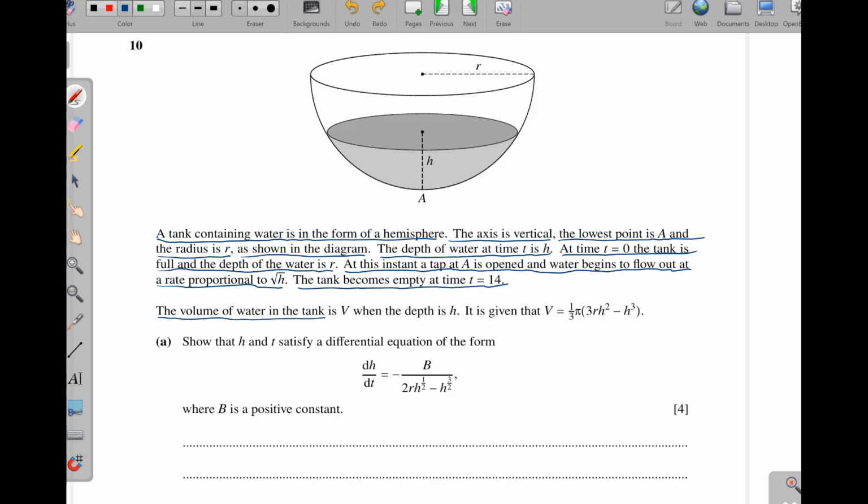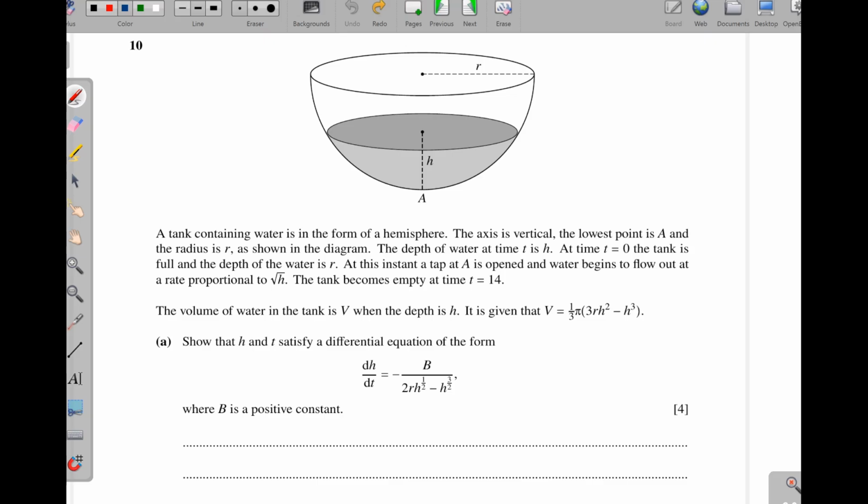The volume of the water in the tank is V when the depth is h. It is given that V is equal to 1/3 pi into 3rh squared minus h cubed. Then part A, show that h and t satisfy a differential equation of the form, this one here, where B is a positive constant. Now since water is flowing out, the rate of change of the volume is negative. It's minus this one here.